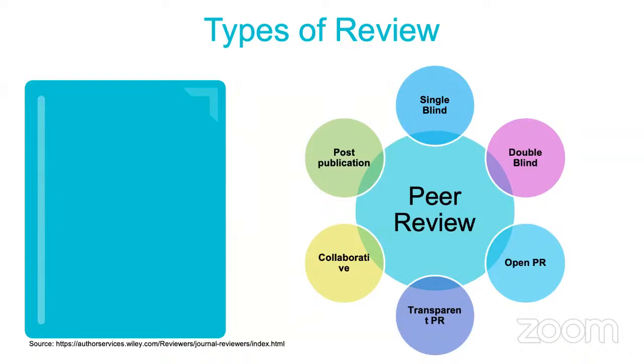So it can be a single blind review, like you don't know who the peer reviewer is, but the peer reviewer knows who you are. Okay, your name will be known to the peer reviewer, but you don't know who the peer reviewer is. Double blind peer review means you don't know who the reviewer is and the reviewer doesn't know who the author is. That is called double blind, which is a very, very common peer review system.